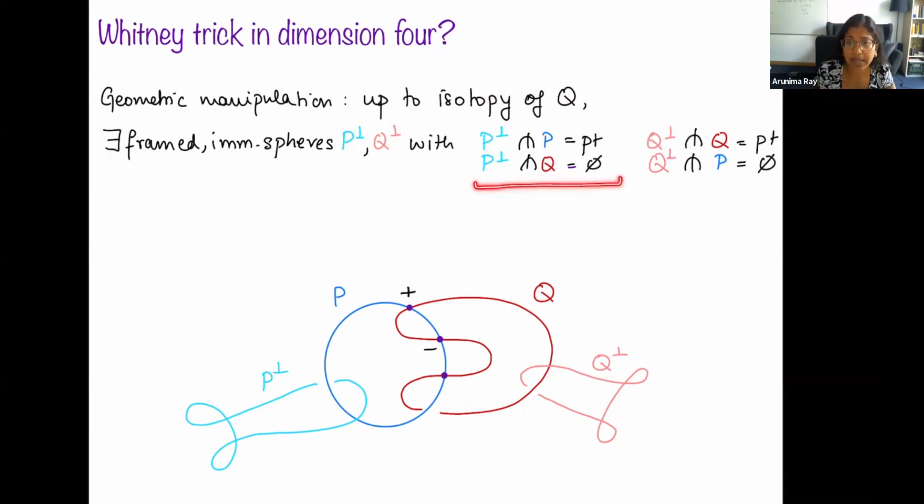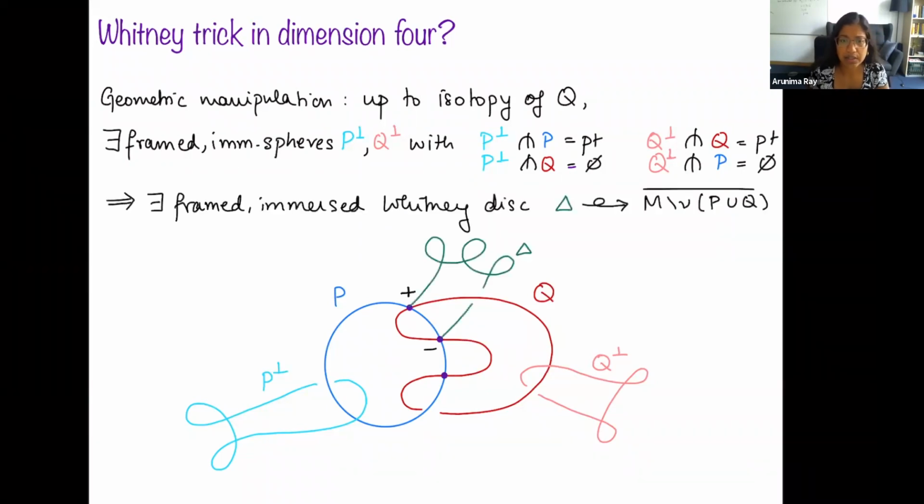So what that means, let's look at P perp for a second. P perp intersects P at precisely 1 point, that one. And P perp does not intersect Q at all, just leaves Q alone. And then similarly, Q perp intersects Q at precisely 1 point, that one, and it leaves P alone, doesn't intersect it at all. And these are immersed. That's the price I had to pay, so they're no longer embedded, but that's okay. They have some double points, and they're also framed. So they have a trivial normal bundle, whatever that means.